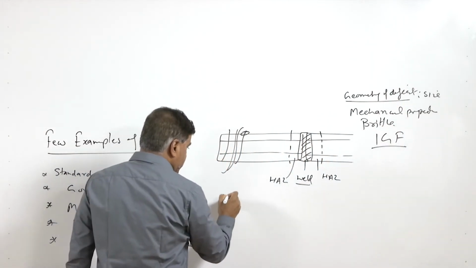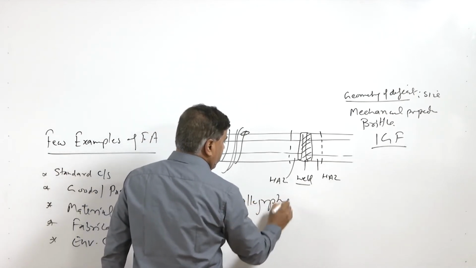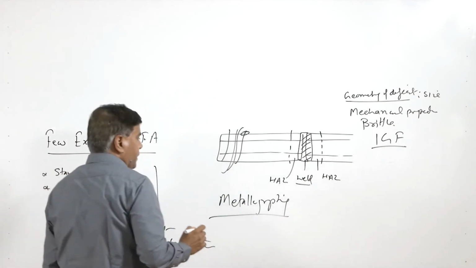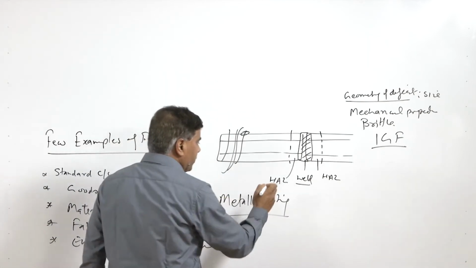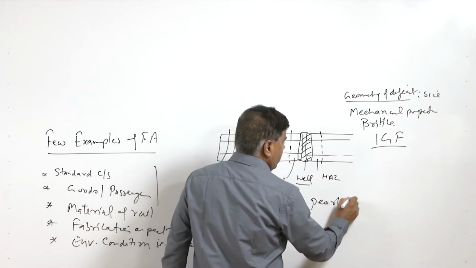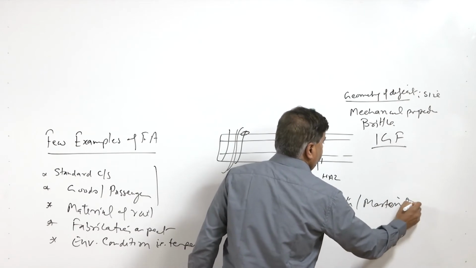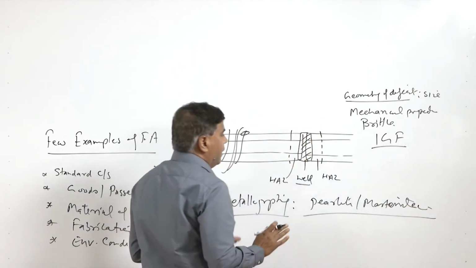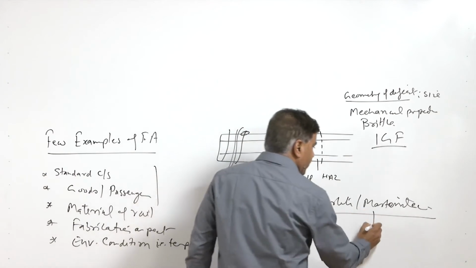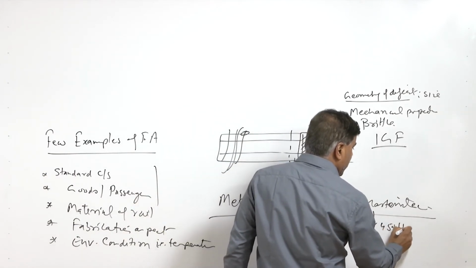After that, we will be seeing the metallographic aspects of the failed component. If the metallography suggests that it is a pearlitic and martensitic structure, and it is having a hardness of, say, 450 HV.